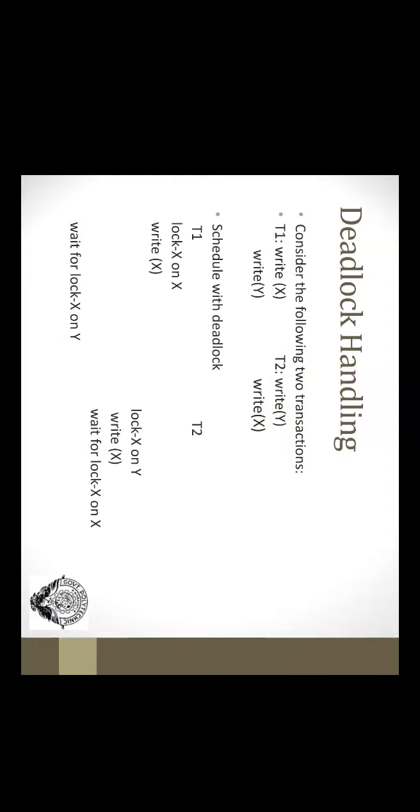Schedules in the database are the sequence of transactions that are executed. In this particular schedule, first the transaction T1 is going to be executed. In this transaction T1, the lock on data item X is going to be obtained first of all, and the value of data item X is going to be written in the database. After that the transaction T2 is going to be executed. Here in the transaction T2, the lock on data item Y is going to be obtained first of all, and after that the value of data item Y is going to be written in the transaction T2.